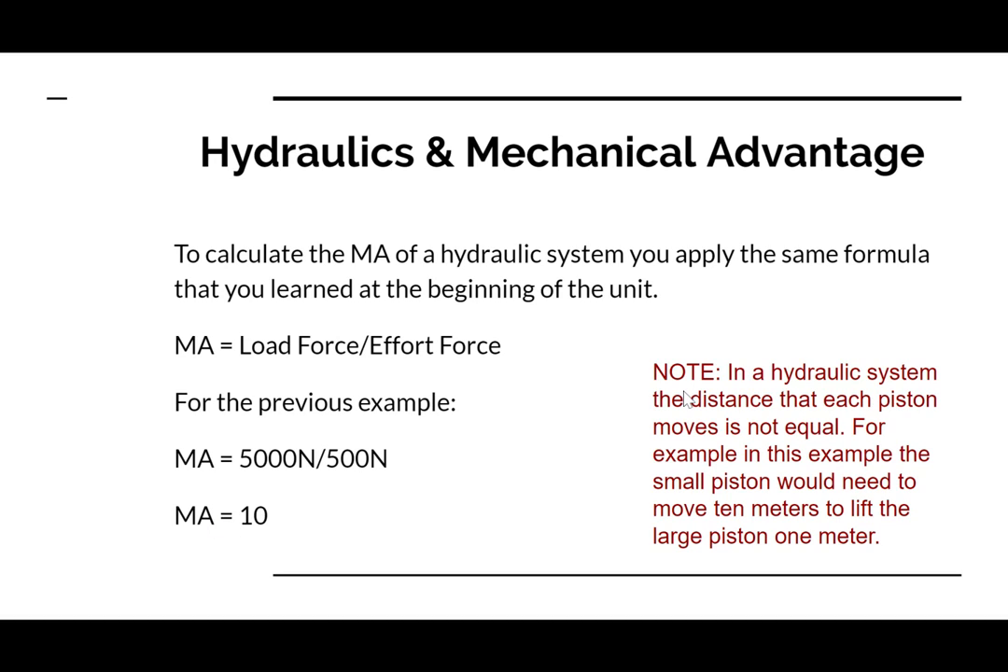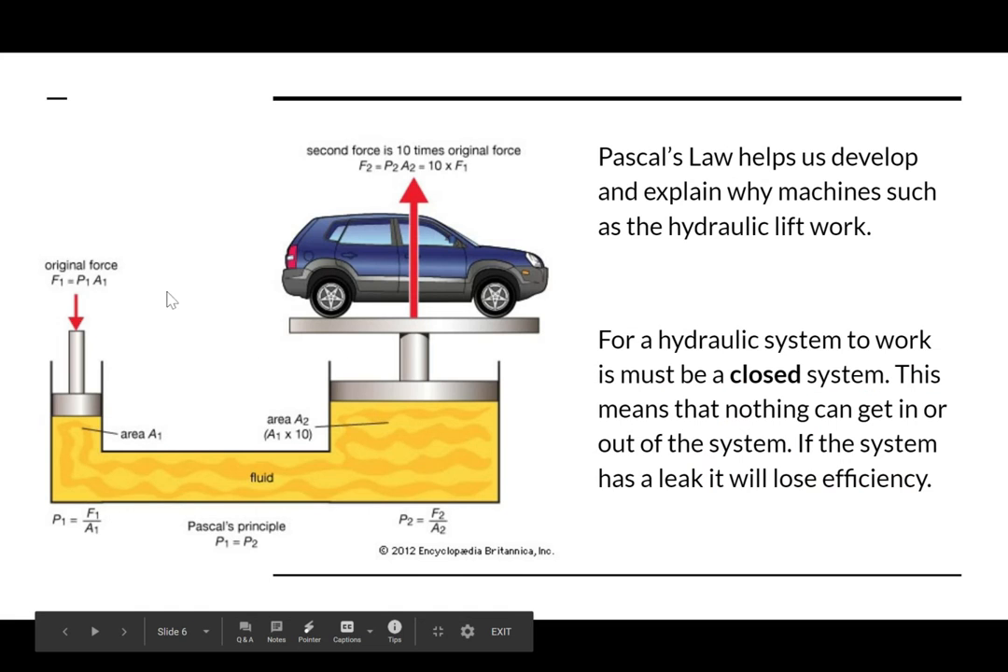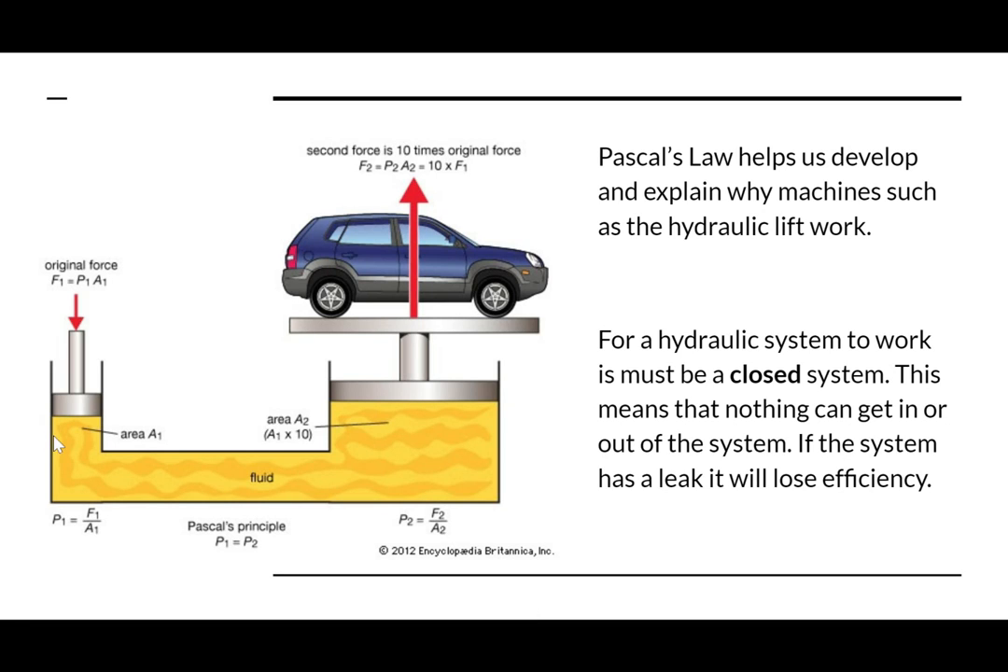Note, in a hydraulic system, the distance that each piston moves is not equal. For example, in this example, the small piston would need to move 10 meters to lift the large piston 1 meter. Let's just go back. So this piston on the left here has to move 10 meters for this to move even just 1 meter. Okay?